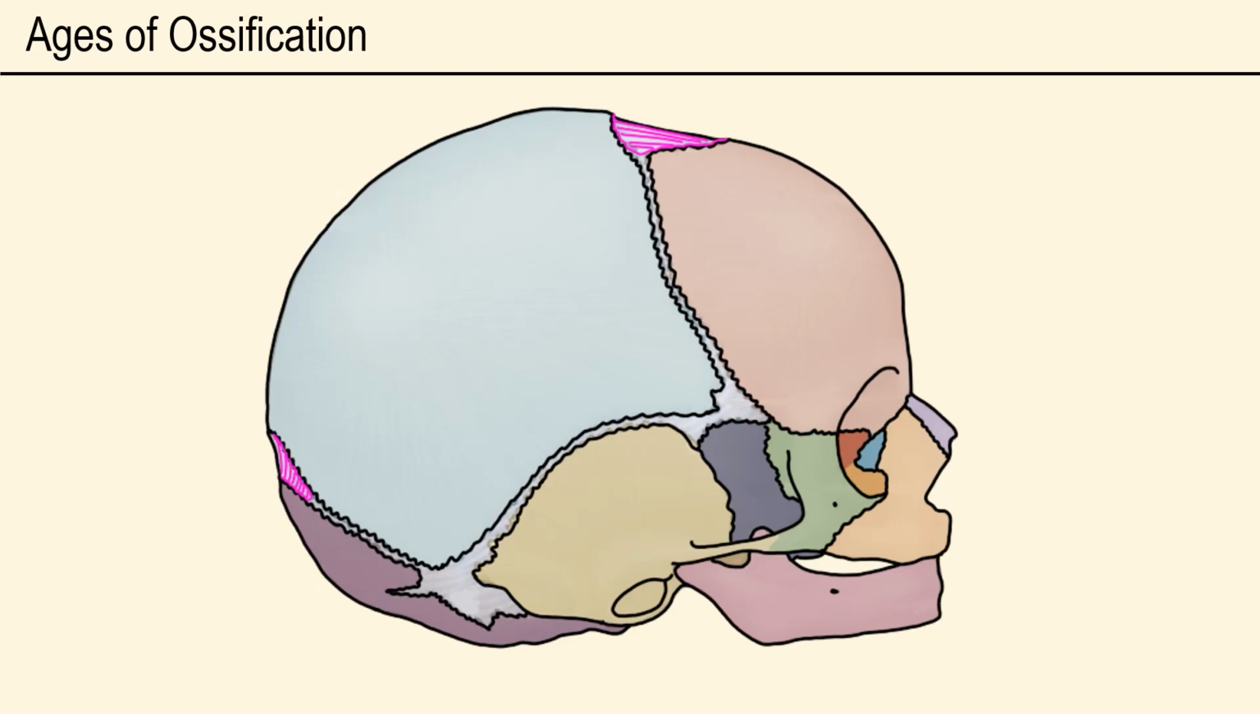The minor fontanelles are paired. They are smaller and situated on the sides of the skull. These are the sphenoid and mastoid fontanelles. The sphenoid fontanelle is located between the sphenoid, temporal, frontal and parietal bones, whilst the mastoid fontanelle is situated between the temporal, occipital and parietal bones.